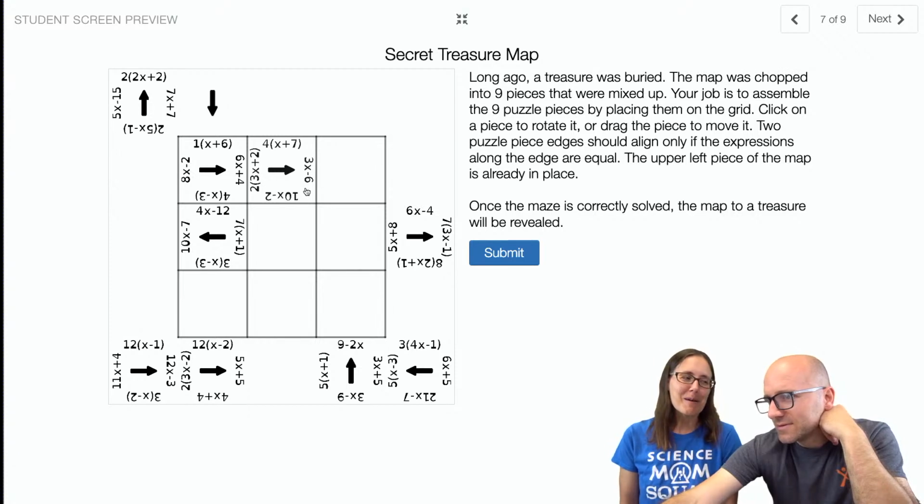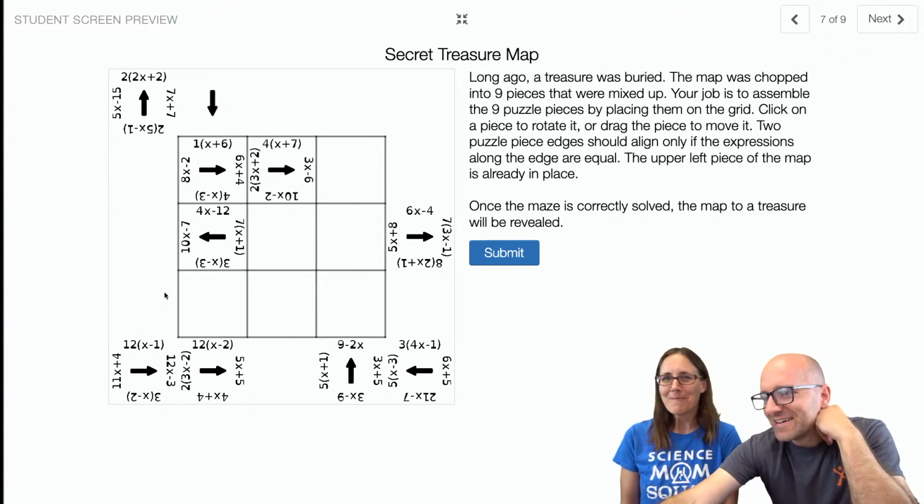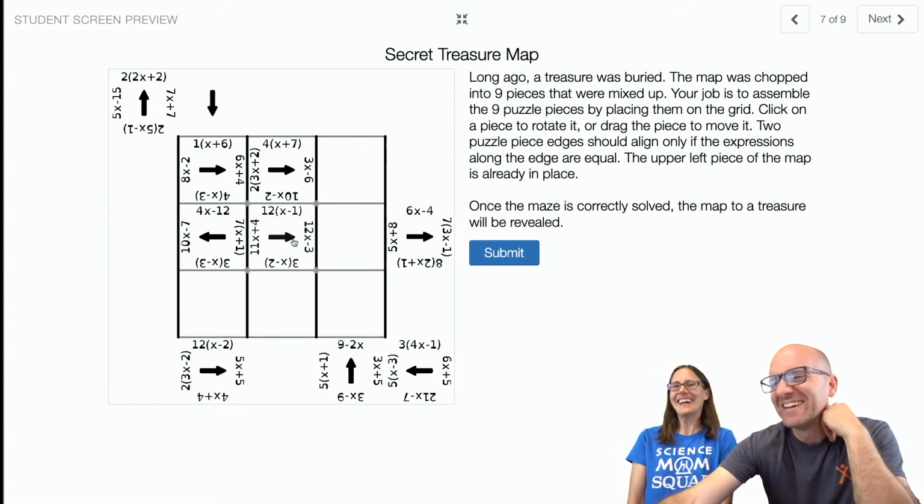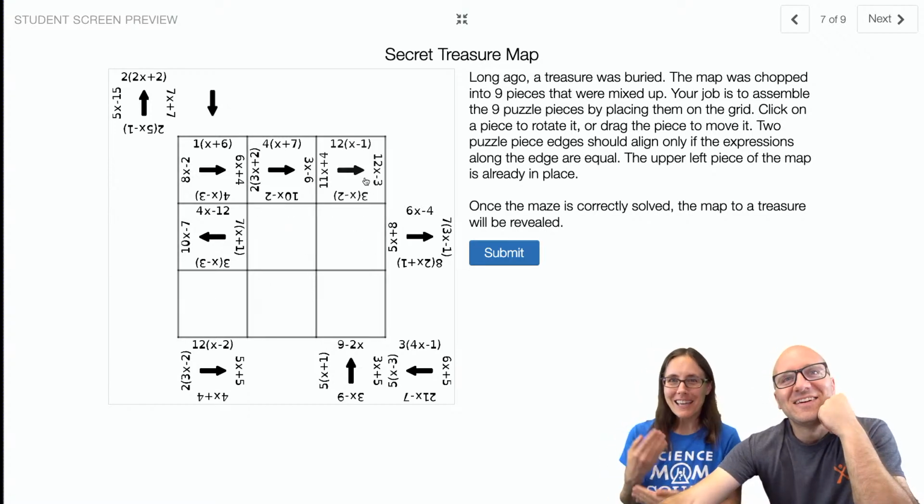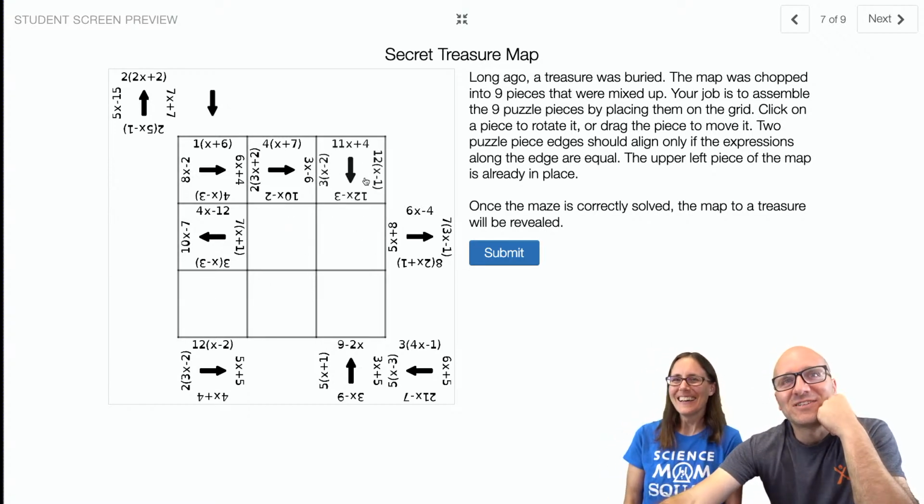Guess what Science Mom Amber said? Uh-oh, Math Dad would not make a good pirate. No, he can't put together his own treasure map. The treasure always eludes me.